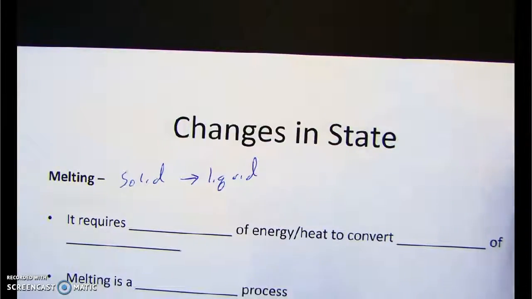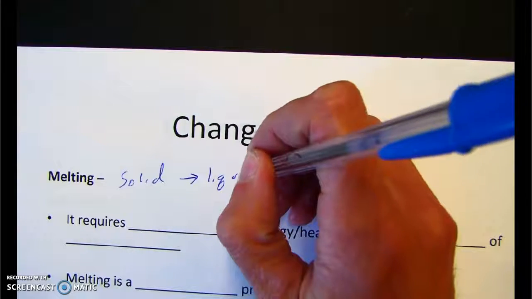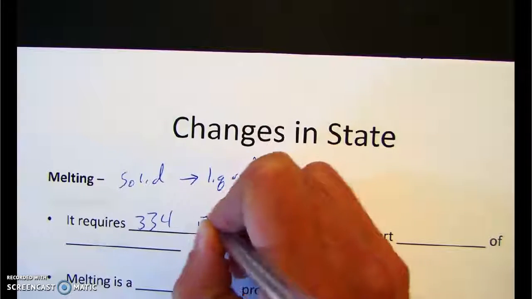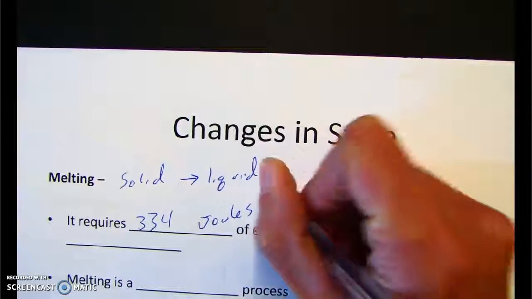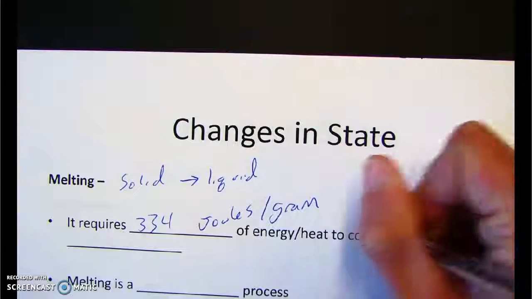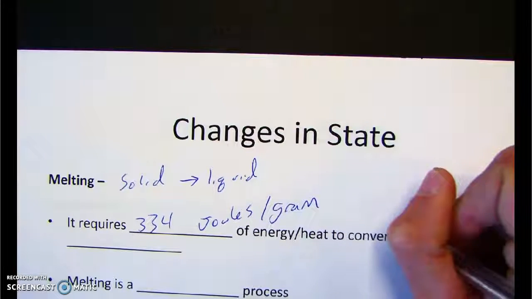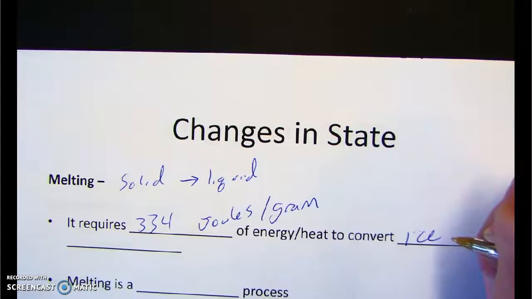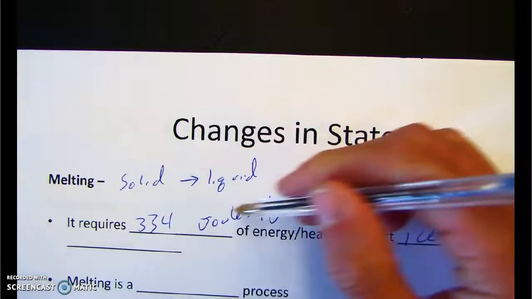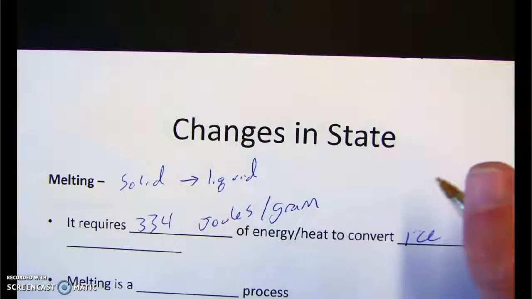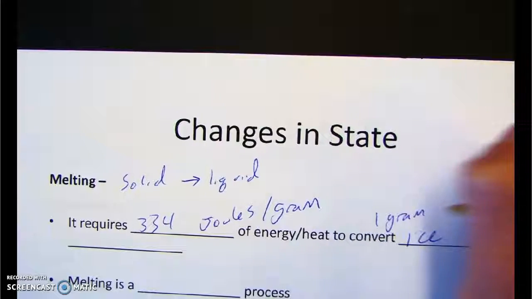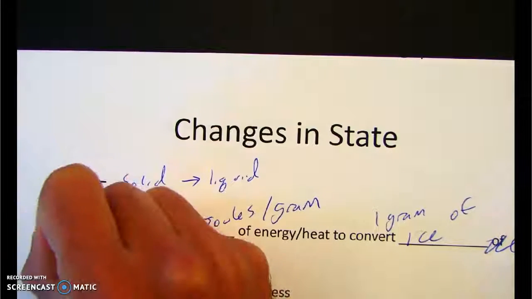So if we go back to melting, we're going from a solid to a liquid, of course. And it required 334 joules of energy per gram to convert 1 gram of ice to liquid water.